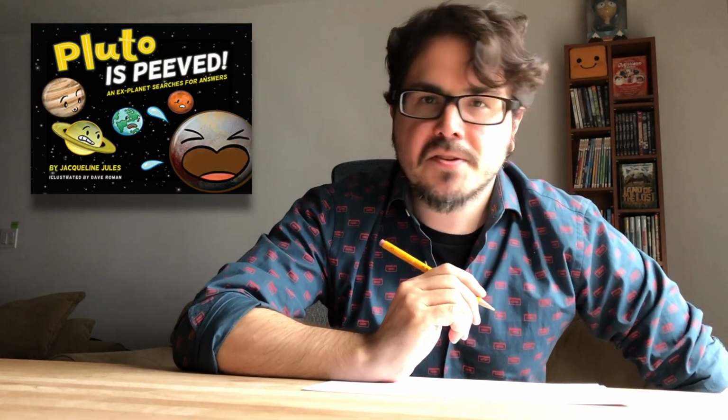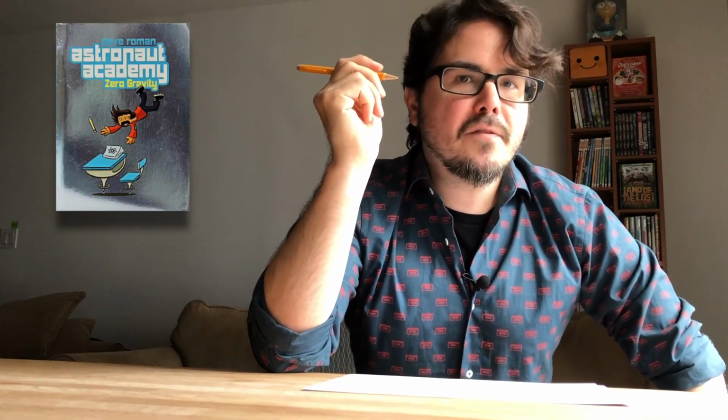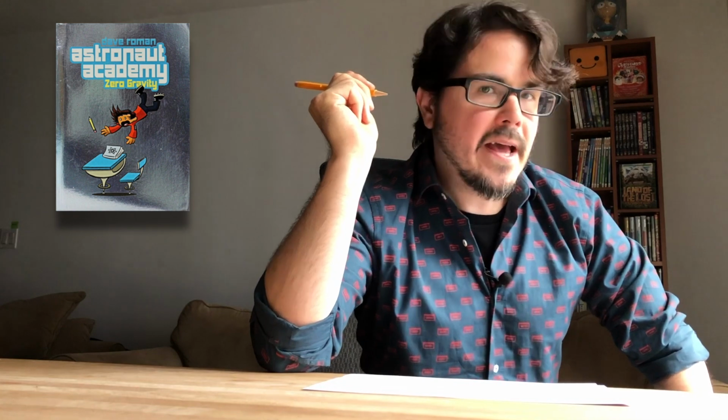My name is Dave Roman and I'm a cartoonist who's worked on several comics and graphic novels, including Goosebumps, Slappy's Tales of Horror, and Pluto is Peeved, an X-Planet Searches for Answers. But today, we're going to draw Hakata Soy, the main character from my adventure series, Astronaut Academy. But first, let me tell you a little bit about Hakata.